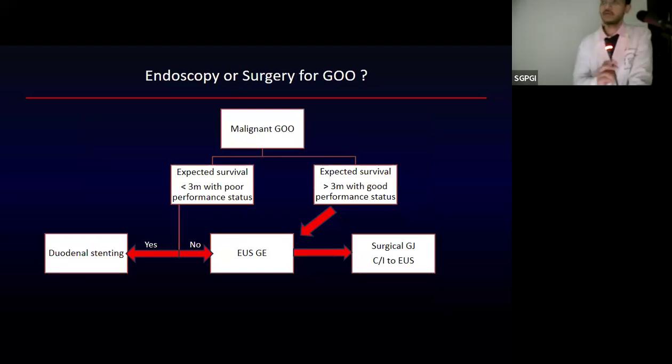So this is what approach we followed at our center. When we have a patient with a malignant gastric outlet obstruction and expected survival less than 3 months with a poor performance status, then we go ahead with duodenal stenting. In the same category, if the performance status is good, then we opt for EUSGE. If the expected survival is more than 3 months with a good performance status, then again EUSGE is preferred, and surgical G is opted when there is a contraindication to EUS procedures.